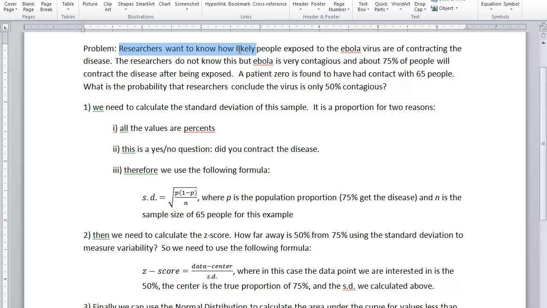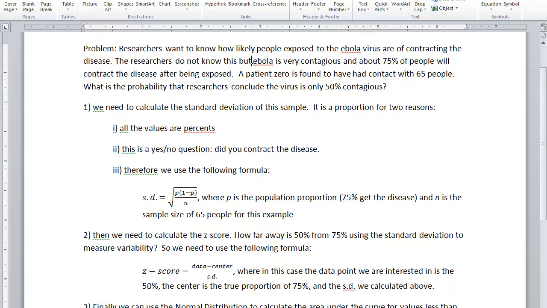Let's say that researchers want to know how likely people exposed to the Ebola virus are of contracting the disease, right? So that was big in the news a while ago when this video was recorded. And so I thought this might be appropriate. Students might care about this. All right. So the researchers don't know this, but Ebola is very contagious, and about 75% of people will contract the disease after being exposed.